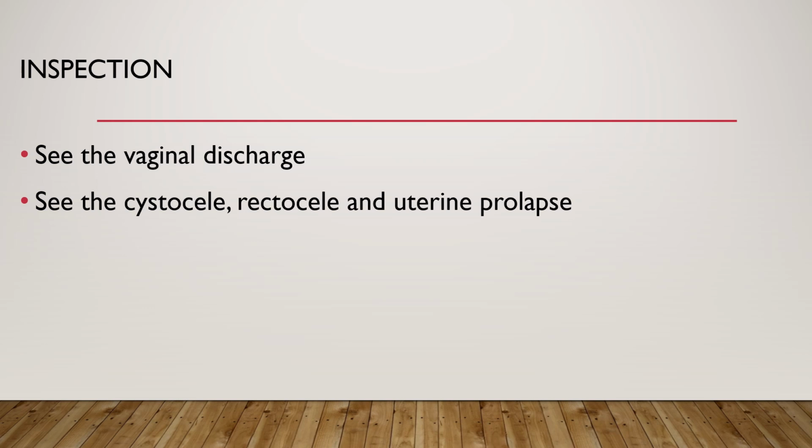And next, you should look for the signs of cystocele, rectocele, and uterine prolapse. That is, if the bladder is herniating into the vagina, that is cystocele, and if the rectum is herniating, it is rectocele, and if the uterus is entering into the vagina, that downward movement of the uterus is known as uterine prolapse. So you should look for this.